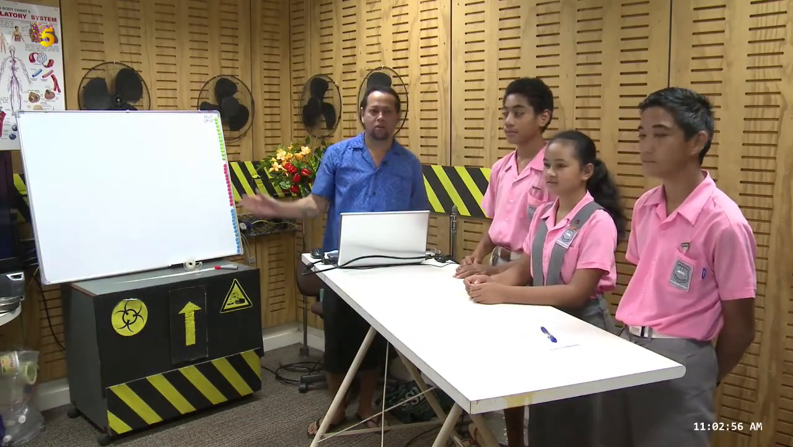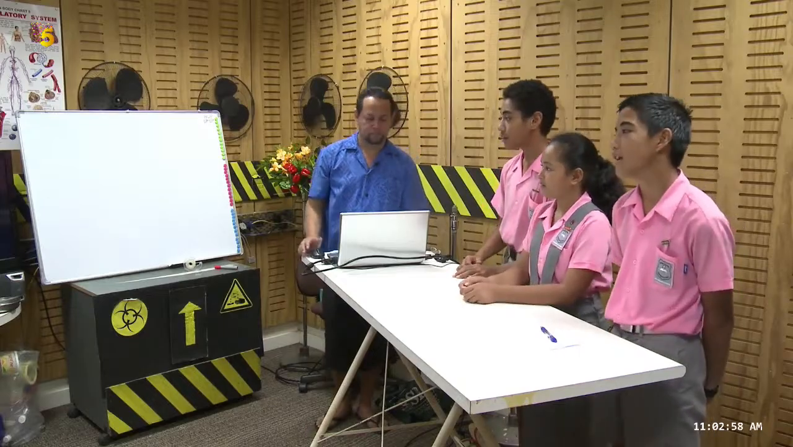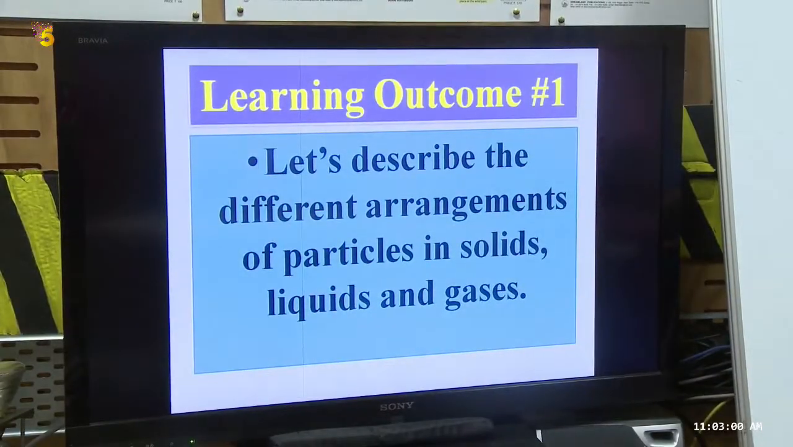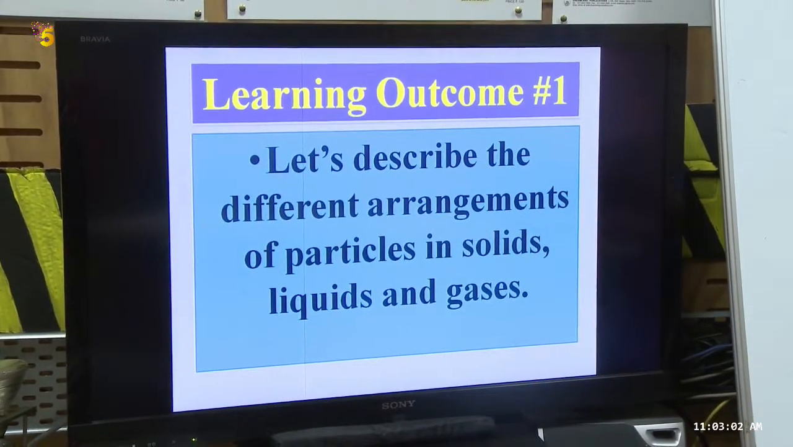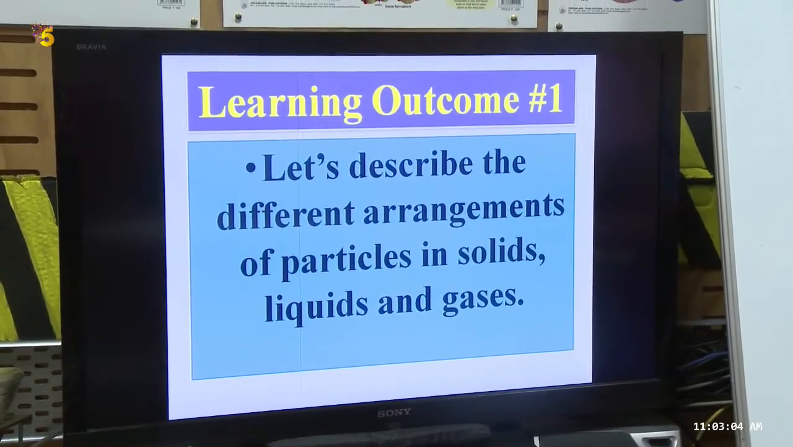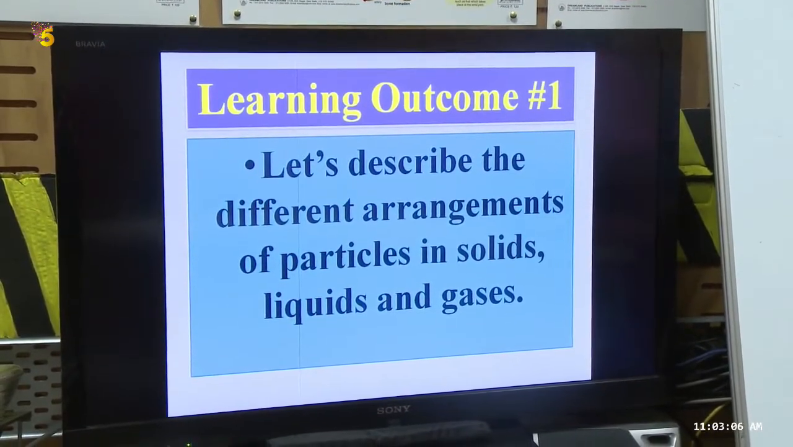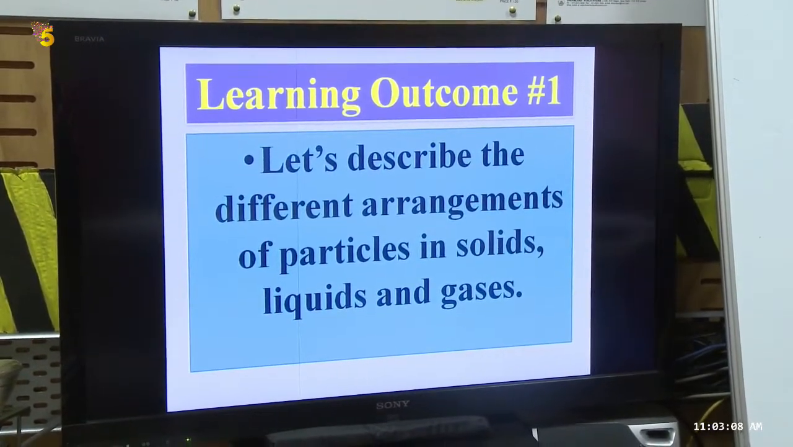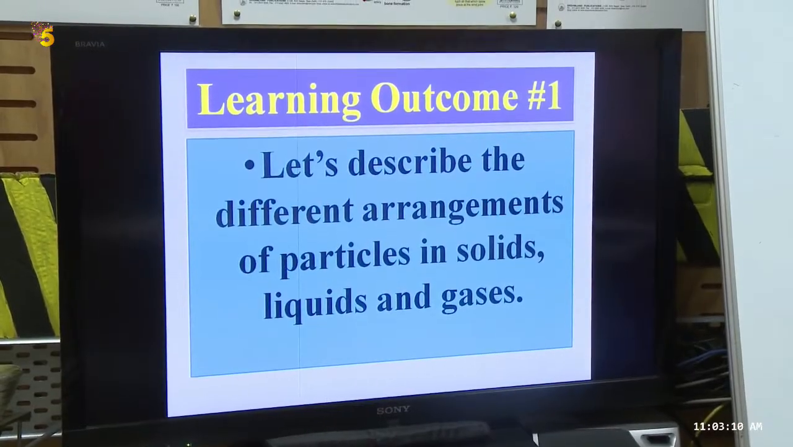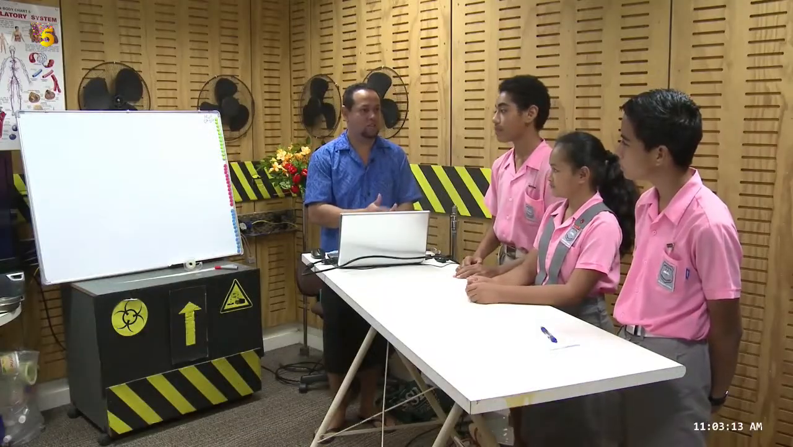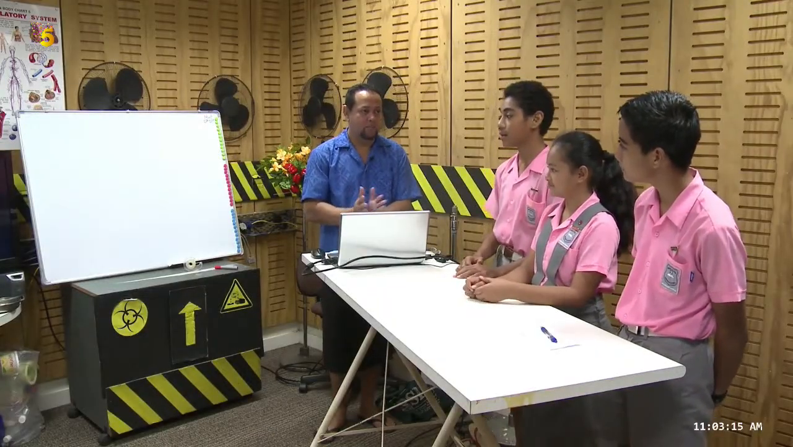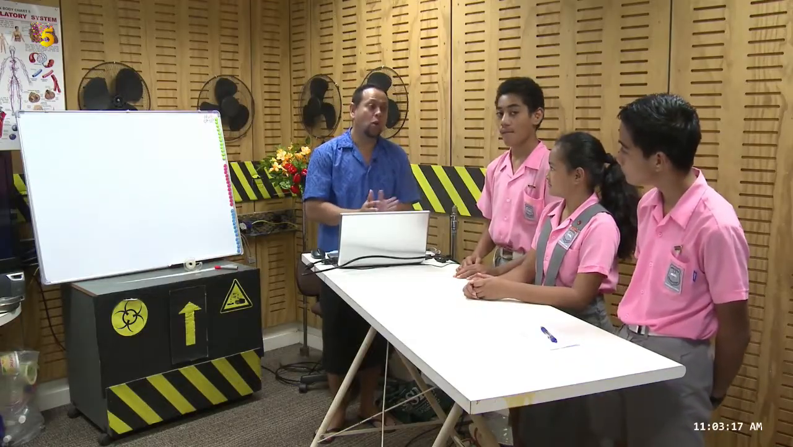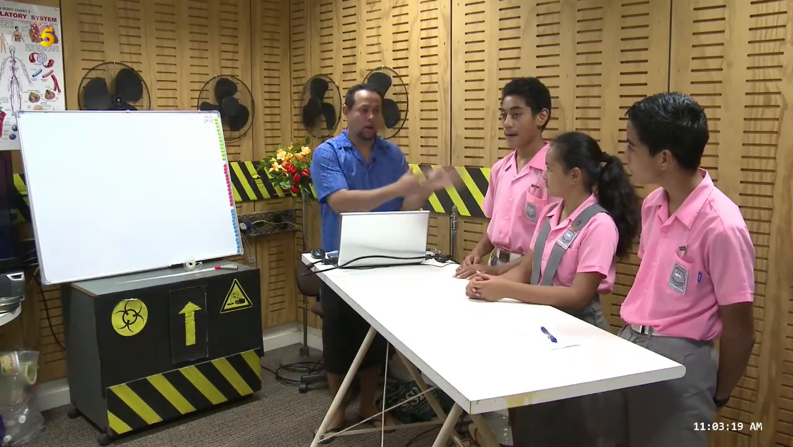Let's read our learning outcome. Describe the different arrangements of particles in solids, liquids, and gases. That means with this learning outcome you should be able to describe the different arrangements of each state of matter. But before we do that, let's all go out and do some demonstration of the arrangement of the particles with the other kids.